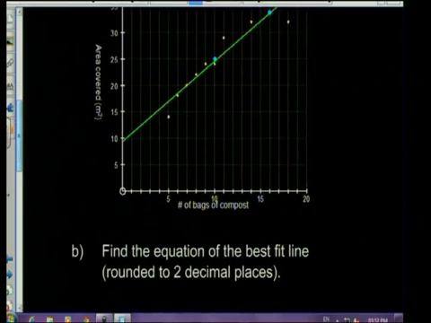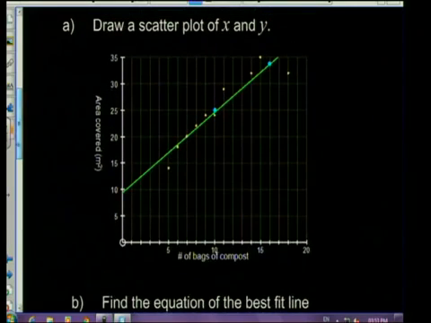Part B says find the equation of the best fit line rounded to 2 decimal places. So what we do is we work out scientifically what line would best fit this data. So what straight line would go through as many points as possible or be as close to all of the points as possible. Now if we had to do that with a ruler, all of us would get a very different answer. But when the calculator does it, it does it scientifically to give you an exact answer that best matches the data. And that's where you need your calculator again.